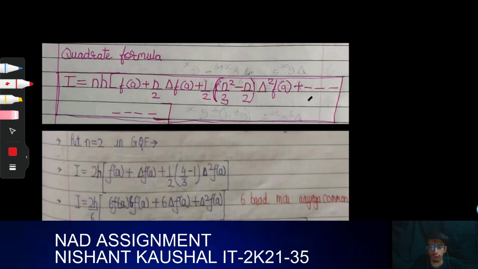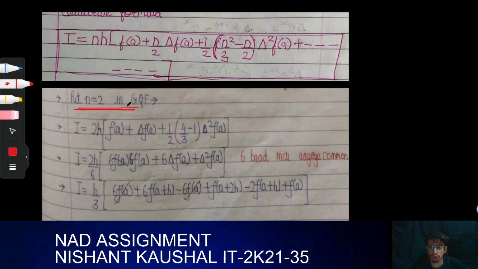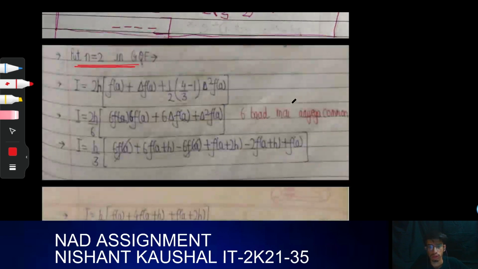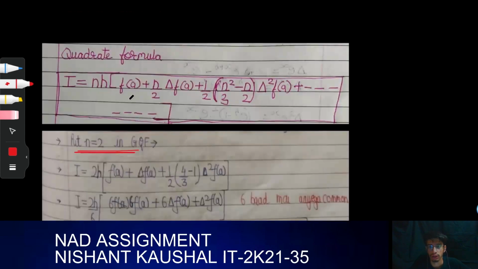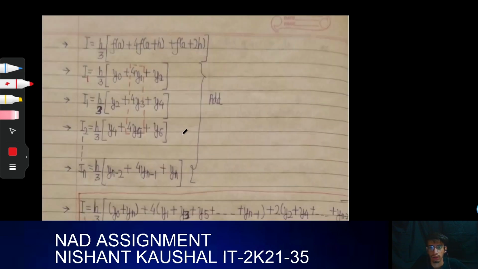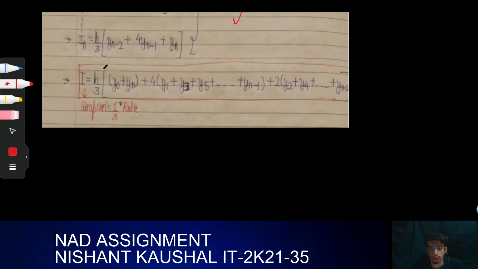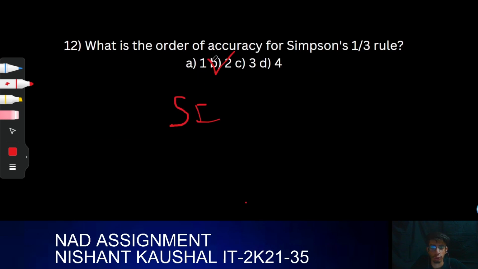From quadratic formula, if we want to derive Simpson one-third rule, we put the value of n equals to 2, so that we could find the value of Simpson one-third formula. So when we put 2 in this formula, we will get 2h equals to fa plus del fa plus 1 by 2 4 by 3 minus 1 upon del square f. And when we simplify it and add all the terms, we will get I equals to h by 3 y0 plus yn plus 4 times of odd terms plus 2 times of even terms. So answer will be 2.